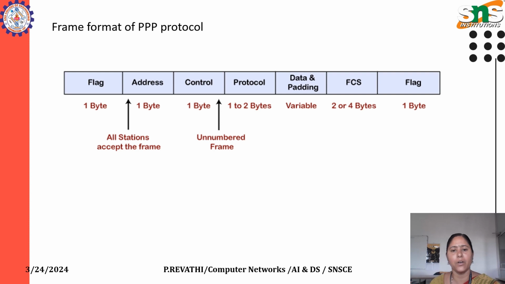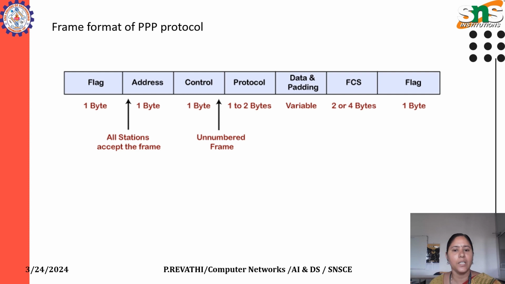Frame format of PPP protocol. Flag. The flag field is used to indicate the start and end of the frame. The flag field is a 1-byte field that appears at the beginning and ending of the frame. The pattern of the flag is similar to the bit pattern in HDLC.